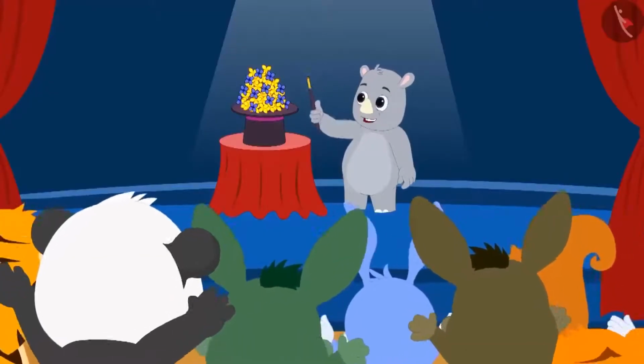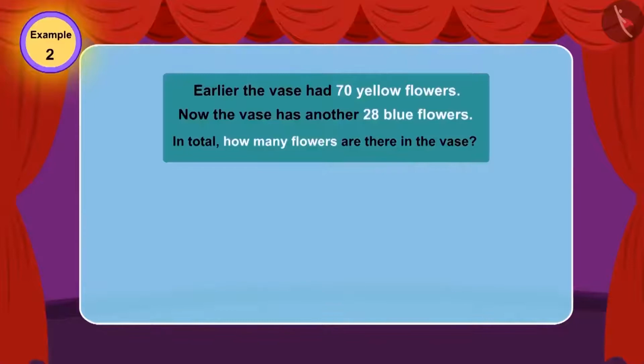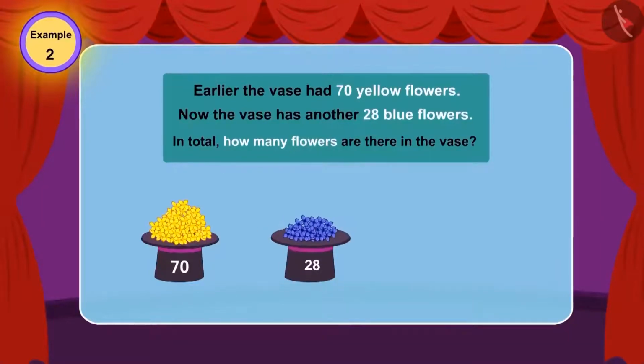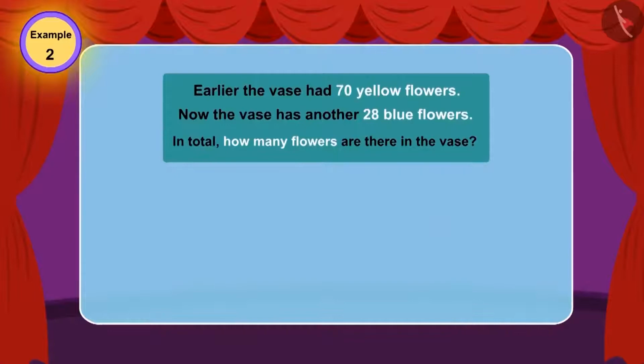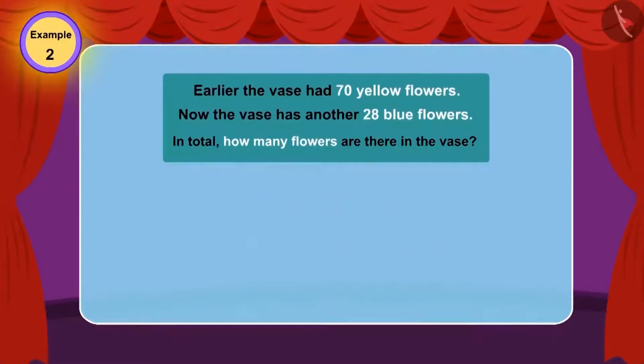Everyone was surprised how Gaggu did this magic. They clapped really hard. In the flower vase earlier, there were 70 yellow flowers. Now, in the flower vase, there are 28 flowers more. Now, how many total flowers are there in the vase? Children, can you tell that in this question, we will use addition or subtraction?